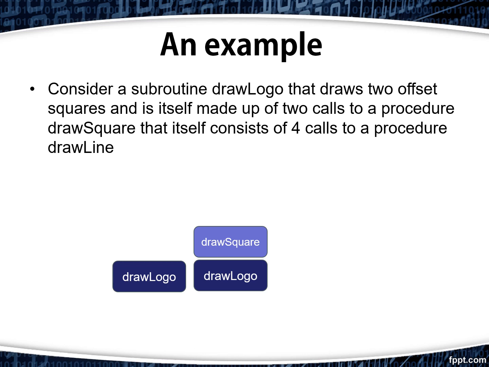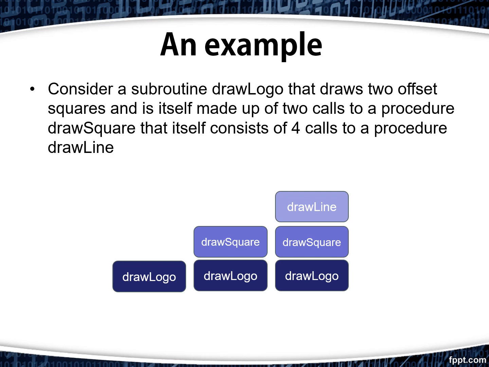drawSquare would then call its first example of drawLine, which would be placed on the call stack. Once it had executed and drawn its line, it would return control back to drawSquare, which would then call its next drawLine. This would carry on until it had called all four drawLines. Then drawSquare would be finished.